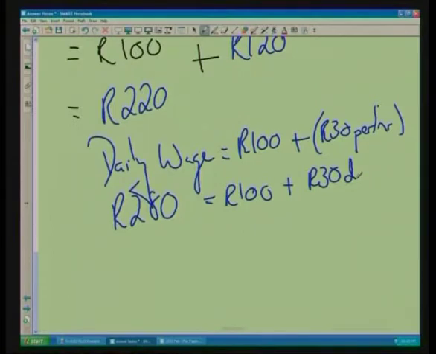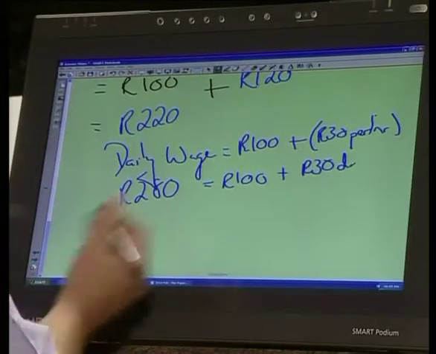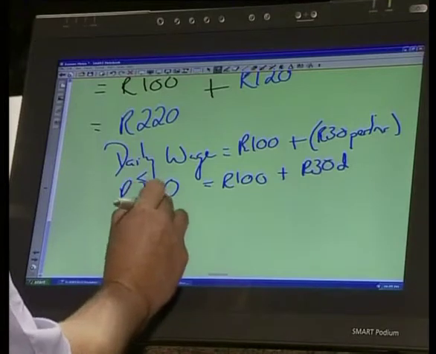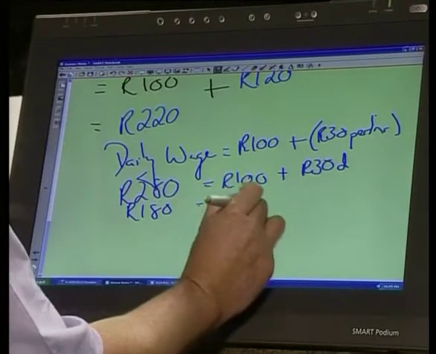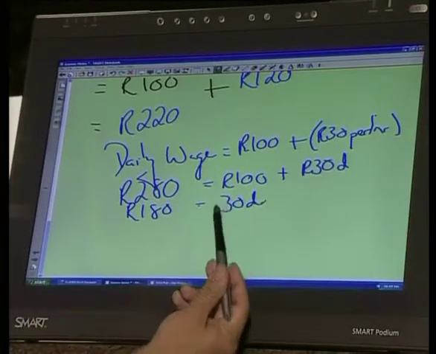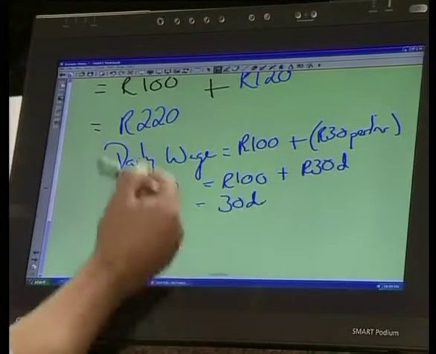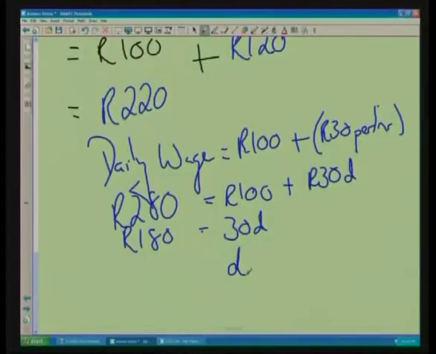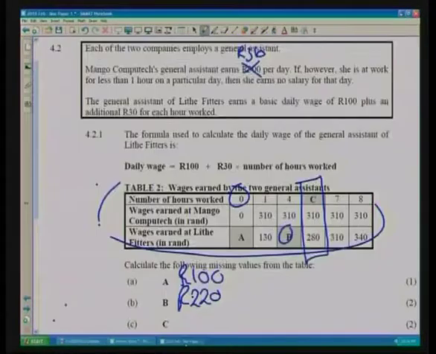Now, let's manipulate the formula. Move things around a bit. 280. When we take the 100 across, we subtract that 100 and get 180 Rand is equal to 30D. So we need to say, how many times are we going to multiply 30 to get 180? Obviously, it's going to be 6, because 6 times 3 is 18, and 6 days at 30 Rand will give me 180. So back to here, C is going to work out to being 6.